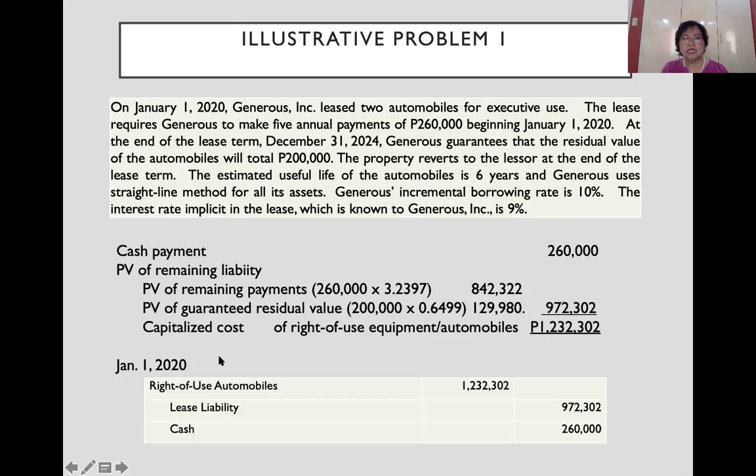So the total cost of the asset is 1,232,302, such that at inception or at commencement, our entry is to debit right-of-use automobiles 1,232,302, credit lease liability at the present value of future payments including the guaranteed residual value, and credit cash for the immediate payment of 260,000.